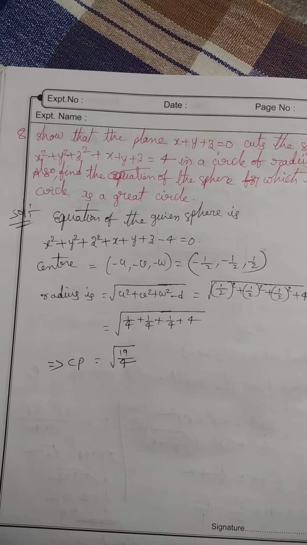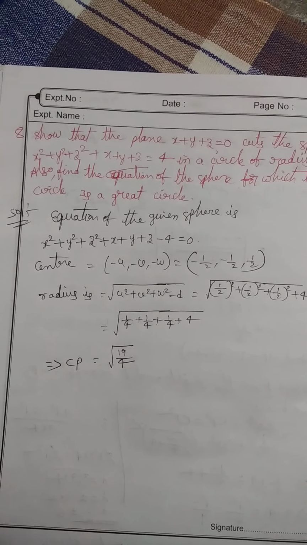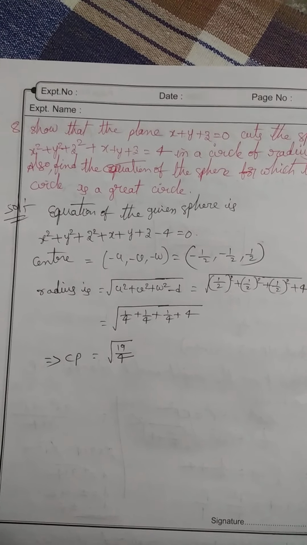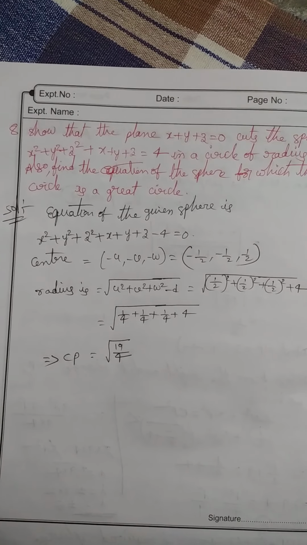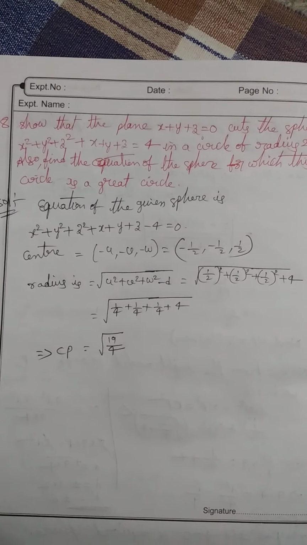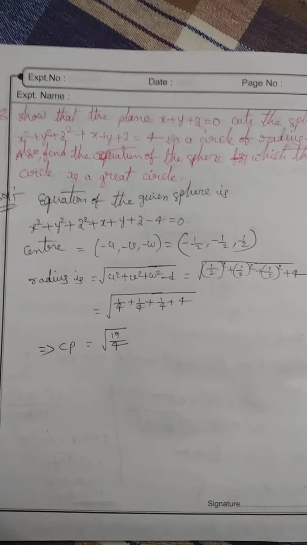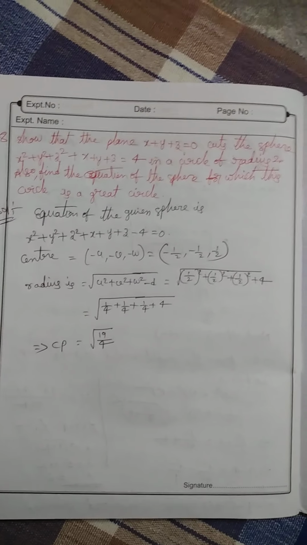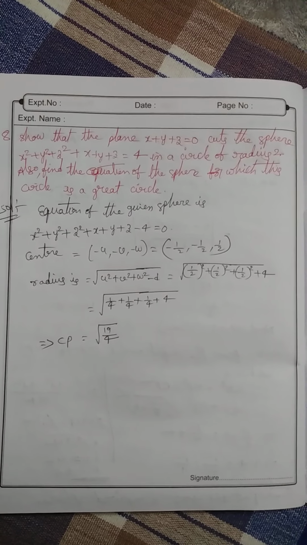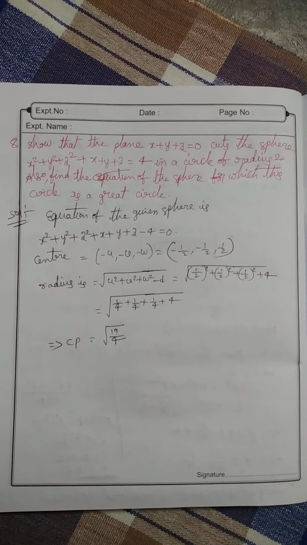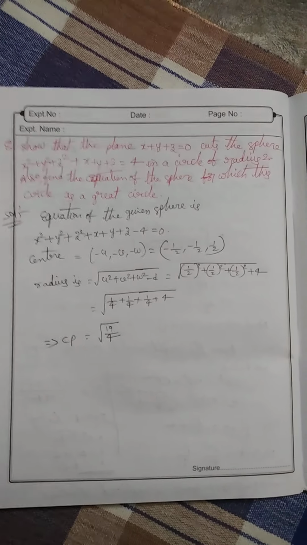The radius of this sphere is the square root of u² + v² + w² - d, as we know very well. By simplifying and substituting the u, v, w and d values, we get root 19 by 4. Let it be CP. We want to show that the plane x + y + z = 0 cuts the given sphere in a circle of radius 2.